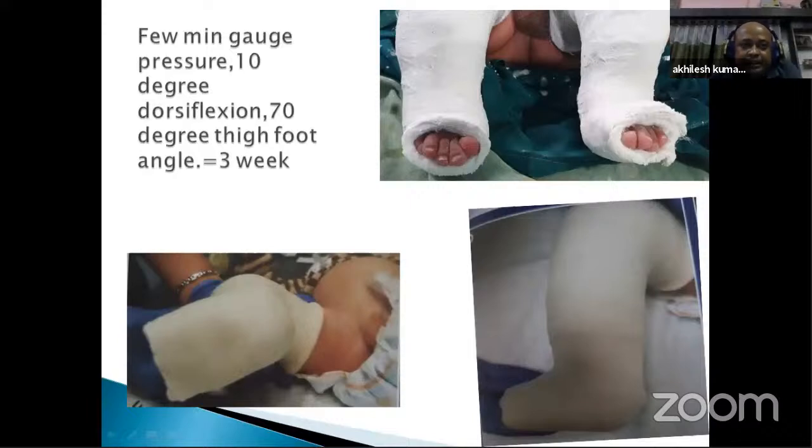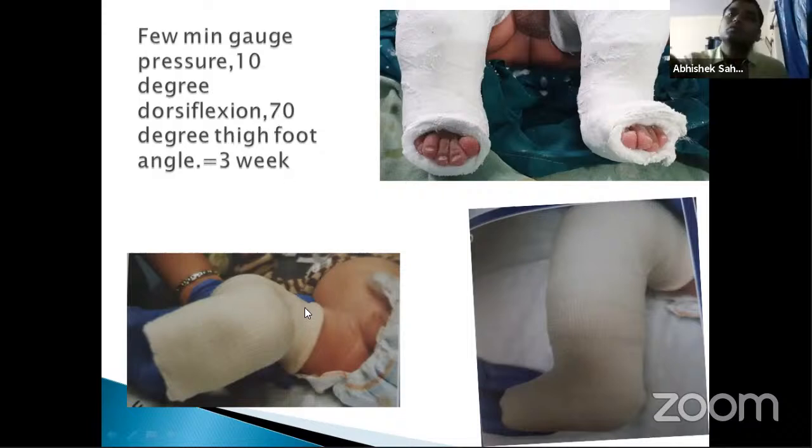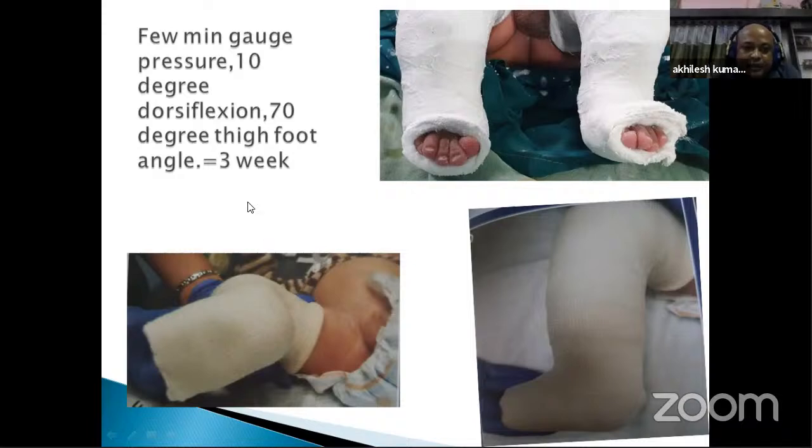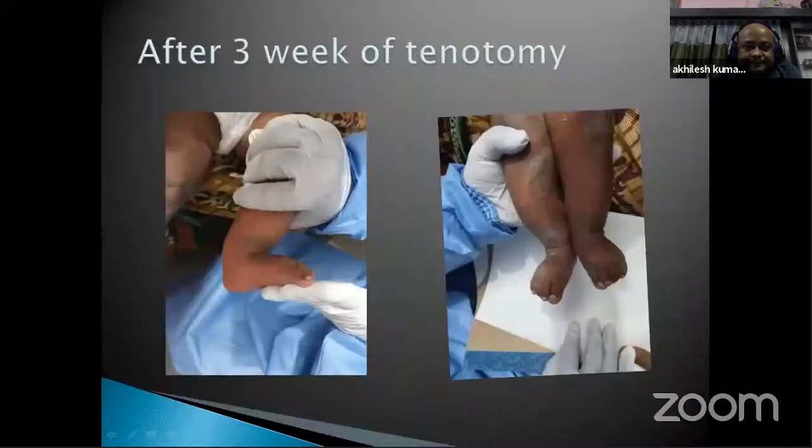After doing the tenotomy, apply a few minutes of gauze pressure. Then these three are the prerequisites: 10 degrees of dorsiflexion, and 70 degrees of thigh-foot angle. That is very important. This is the thigh and this is the foot. So your foot should be at 70 degrees in a long leg cast, not a short cast.